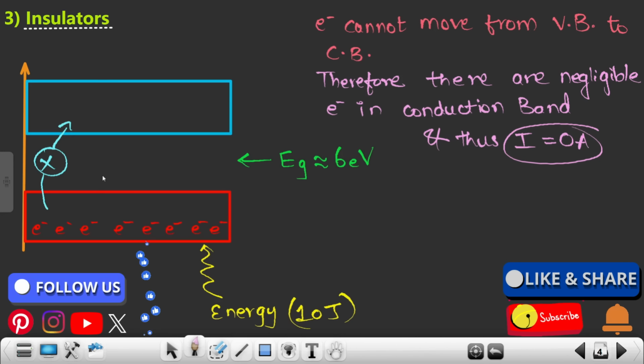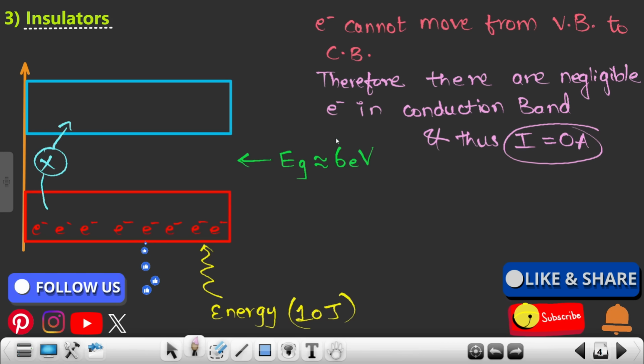And why? Because the forbidden energy gap is quite high. As you can see, it is around 6 electron volt. So even by applying very high energy to the valence band of this insulator, the electrons cannot jump from the valence band to the conduction band. That's the reason why the current cannot flow, or rather why insulators are bad conductors of electricity. This is the actual reason: the electrons cannot move from the valence band to the conduction band.